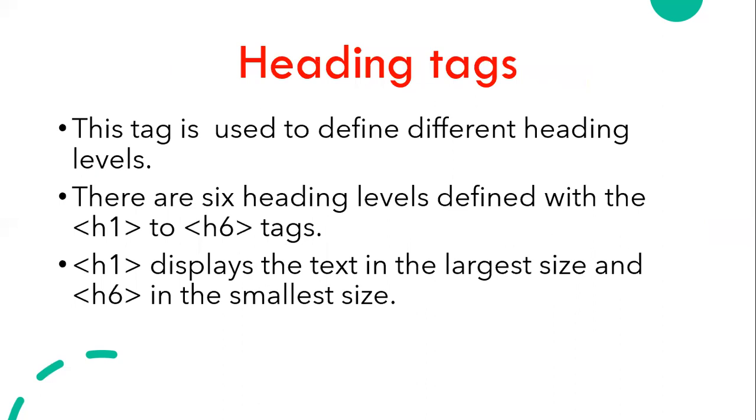Okay, children. Next, heading tags. As we already discussed, the body tag also has different heading tags. There are basically 6 heading tags, which are H1 to H6. That means H1, H2, H3, H4, H5, H6. Only 6 heading levels are available. H1 means the text in the largest size, the first level of heading. H6 means the smallest size, the last level of the heading.